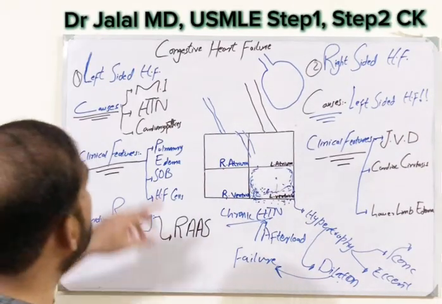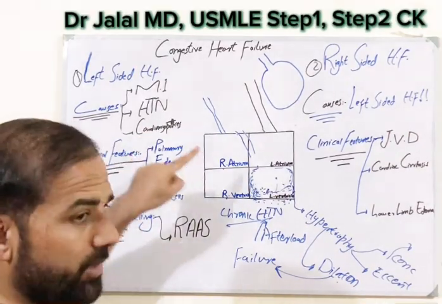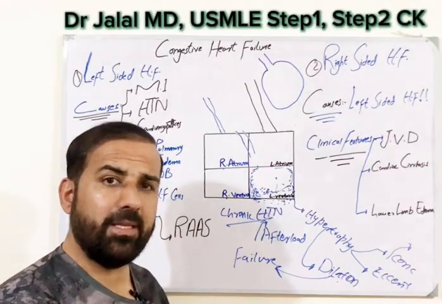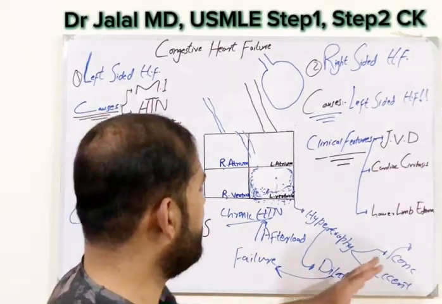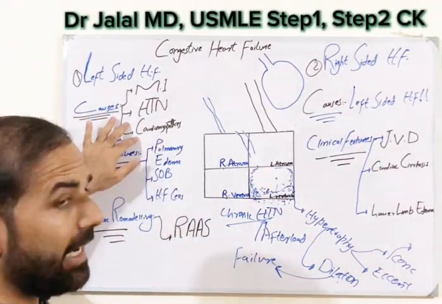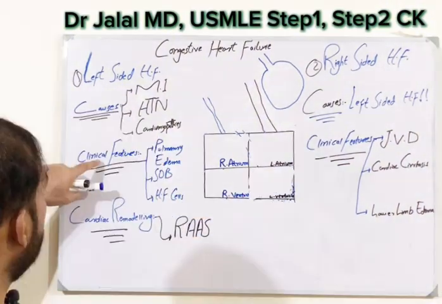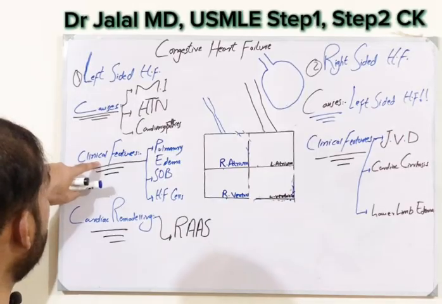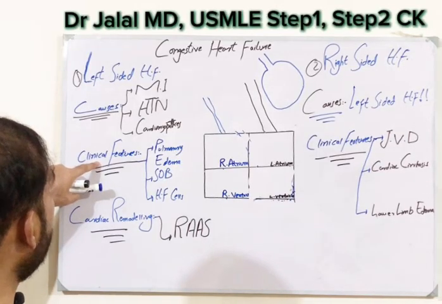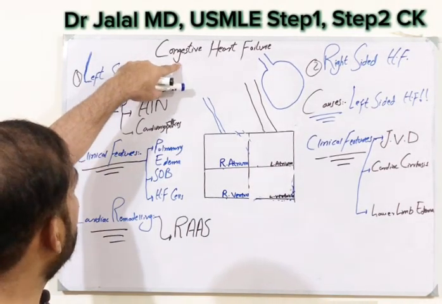Now, if we talk about cardiomyopathies, hypertrophic cardiomyopathy will be concentric hypertrophy. If we talk about dilated cardiomyopathy, it will be eccentric hypertrophy.